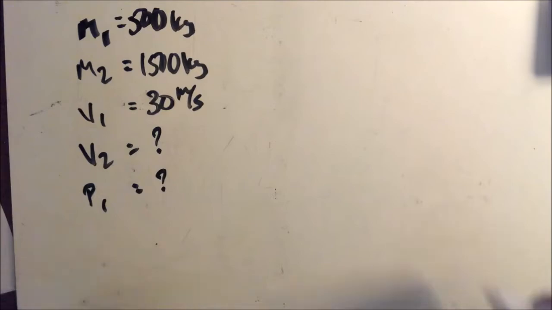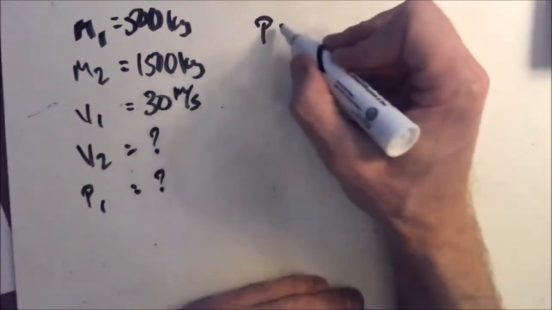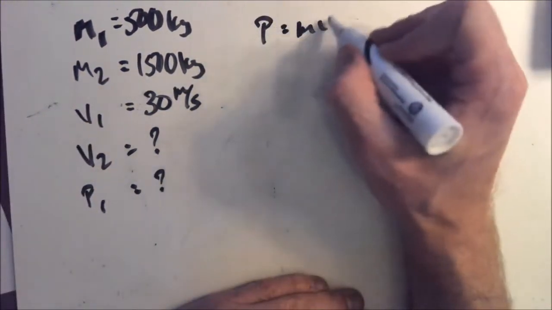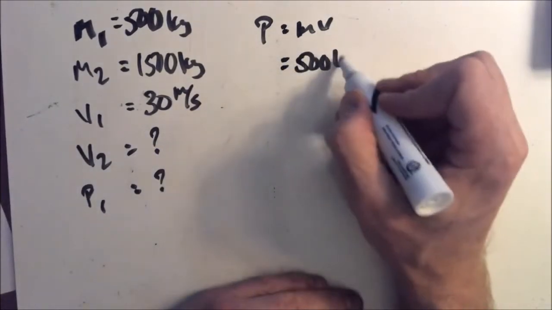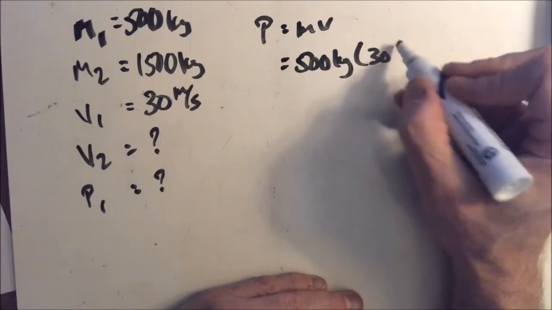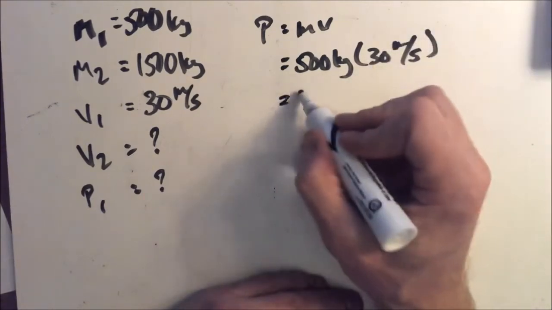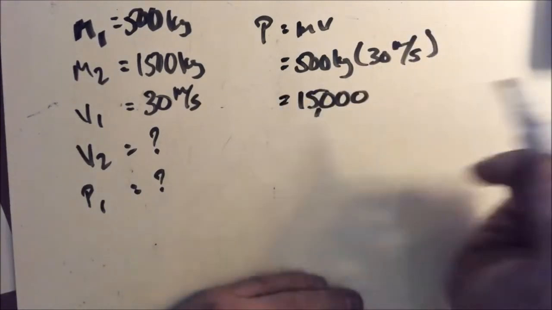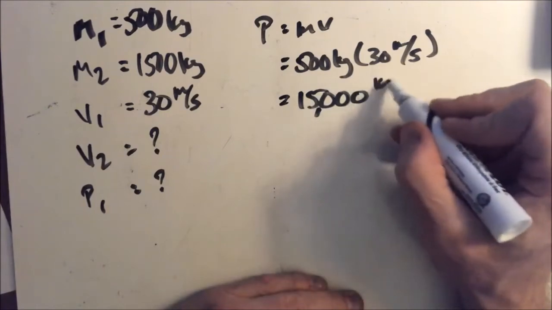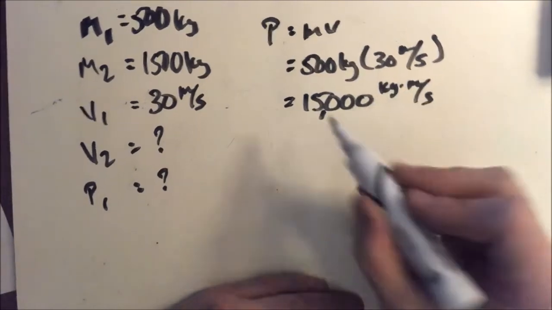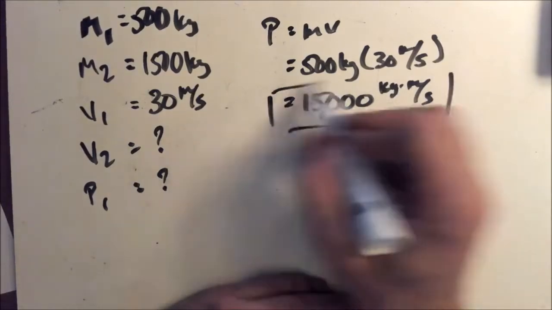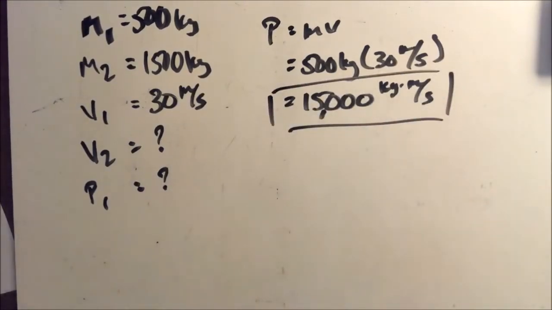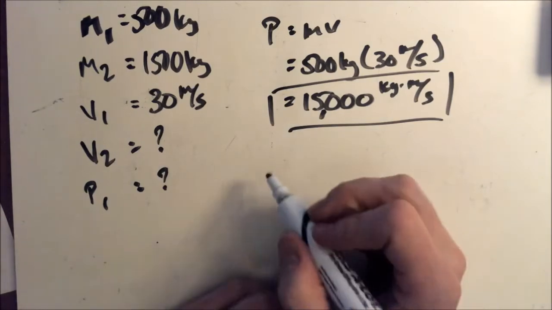Okay, so our momentum is simple enough. Momentum is equal to mass times velocity. We know our mass, we know our velocity. So 500 kilograms multiplied by 30 meters per second gives us 15,000 kilogram meters per second. And now the question said that if the other car with a greater mass has the same momentum, how fast is it going?